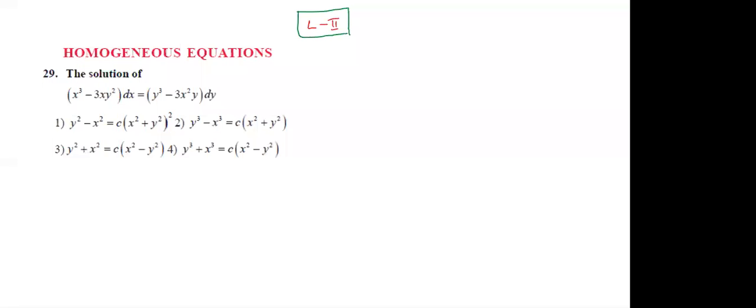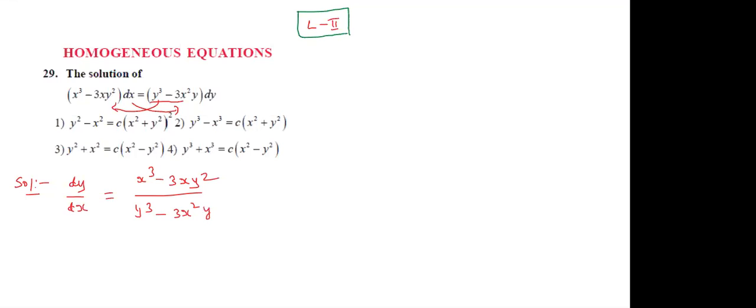Question is there. Students, this is a level 2 problem. See the question. First convert in the form of dy by dx is equal to, dy by dx. That means what is the value? So dx we are sending this side, and this term we are sending to left hand side. That means x cube minus 3xy square divided by y cube minus 3x square.